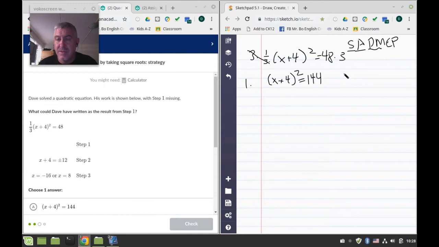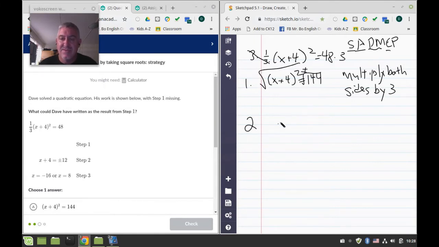What am I going to call this? Let's call this step multiply both sides by 3. So my step 2, we'll make sure we're going in the same place here. It's going to be exponent, so I'm going to take a square root of both sides, positive and negative square root. So I'm going to end up with x plus 4. Positive square root of 144 is 12. Negative square root is negative 12.